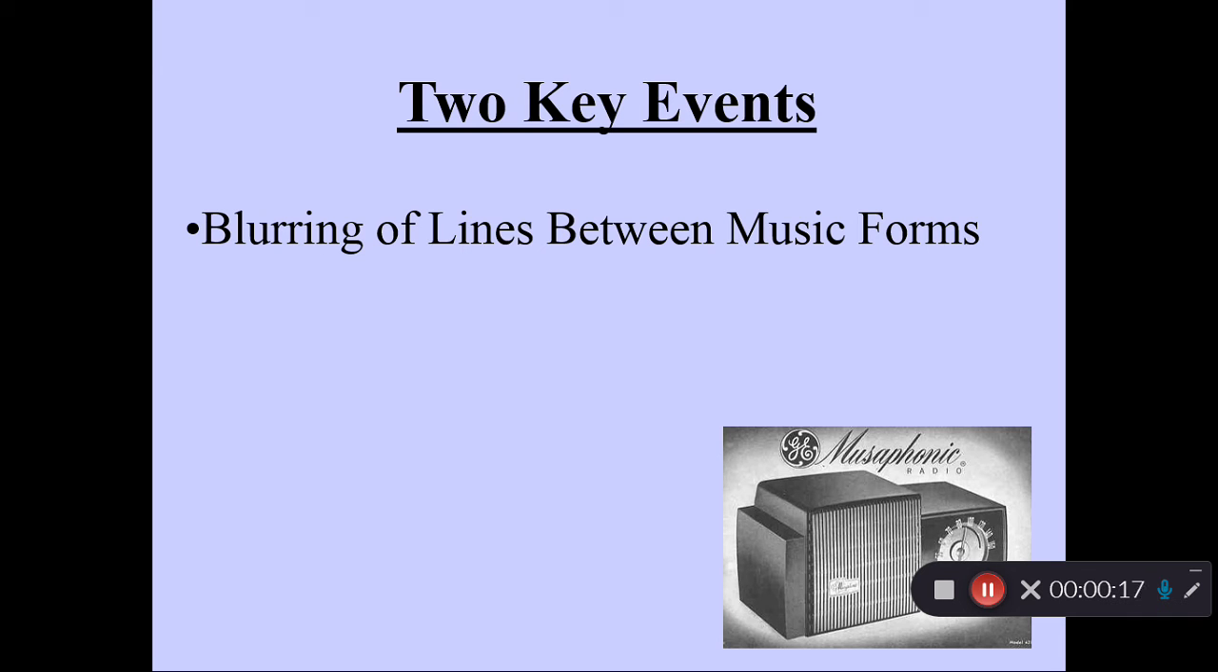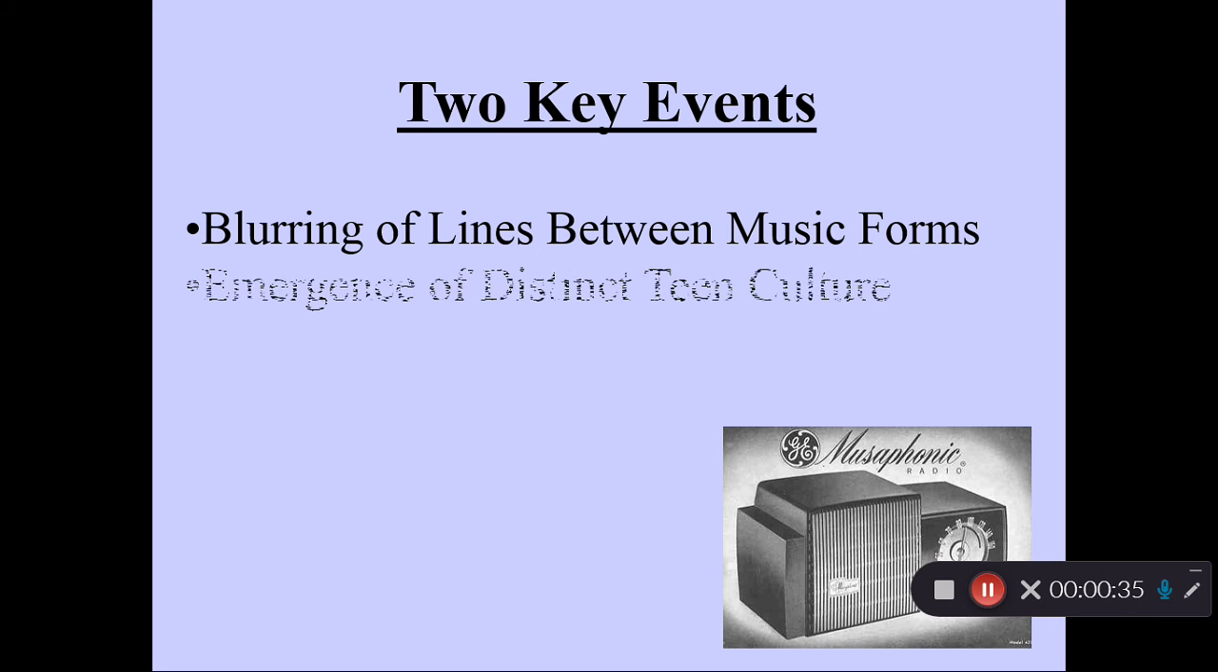Up until when rock and roll started, there were three very separate music forms. There was pop music, like Frank Sinatra, Perry Como. There was rhythm and blues, like Muddy Waters. And then there was country and western with artists like Hank Williams Sr. And they had been very separate.